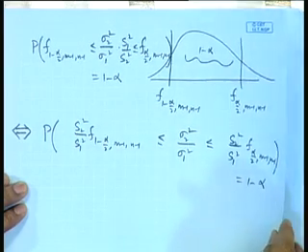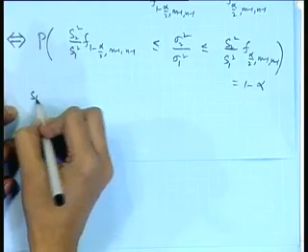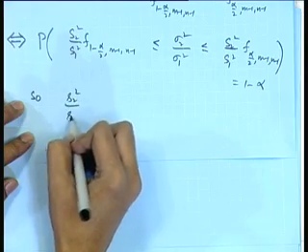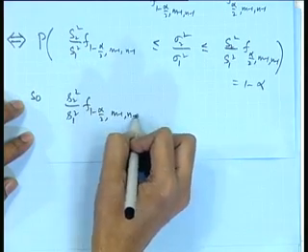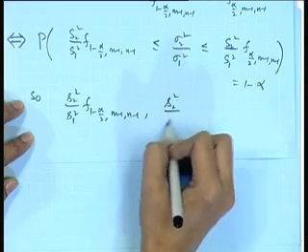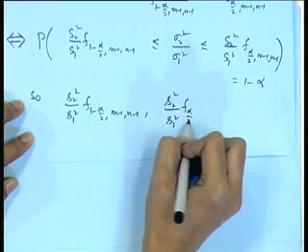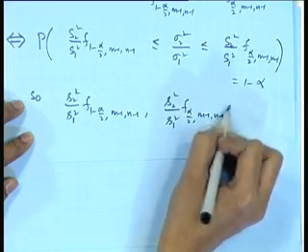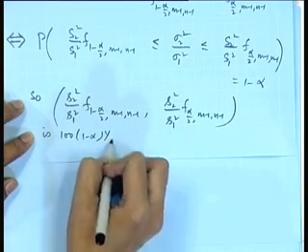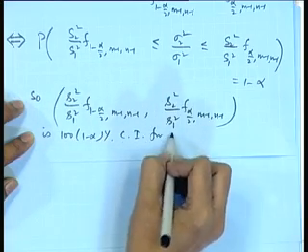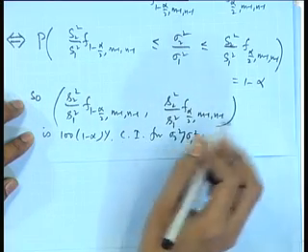So, we give one example here. S 2 square by S 1 square times F 1 minus alpha by 2 (m minus 1, n minus 1), and S 2 square by S 1 square times F alpha by 2 (m minus 1, n minus 1), is a 100 times 1 minus alpha % confidence interval for sigma 2 square by sigma 1 square.